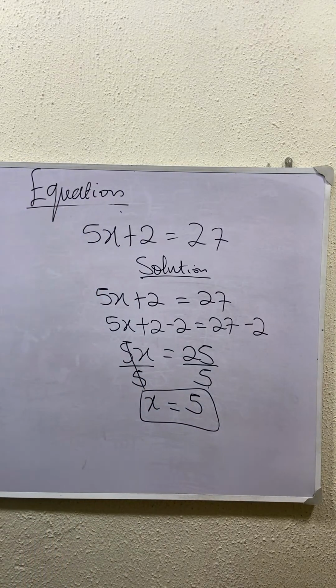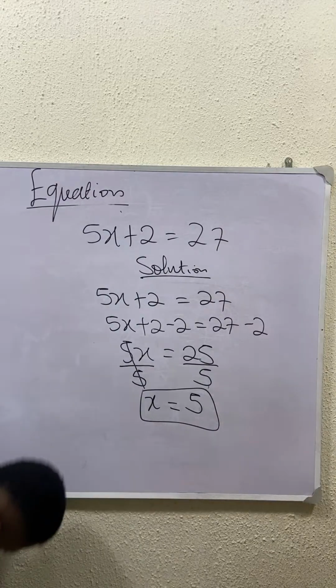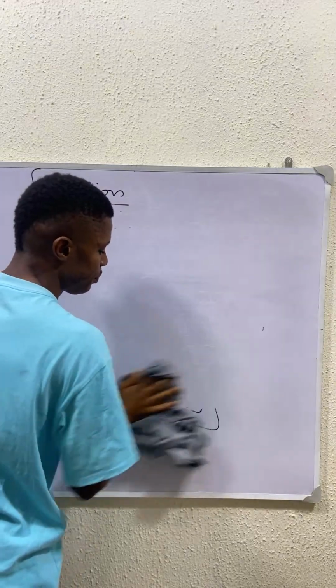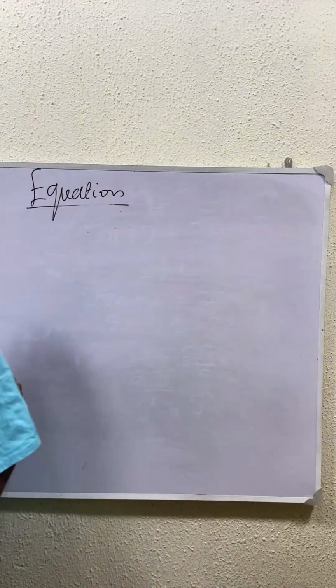So you see that 5 is the only number that you are going to plug into the equation so that the left hand side and the right hand side must give you 25. So it is very, very easy. Solving simple equations is very easy. So let's look at the next one.